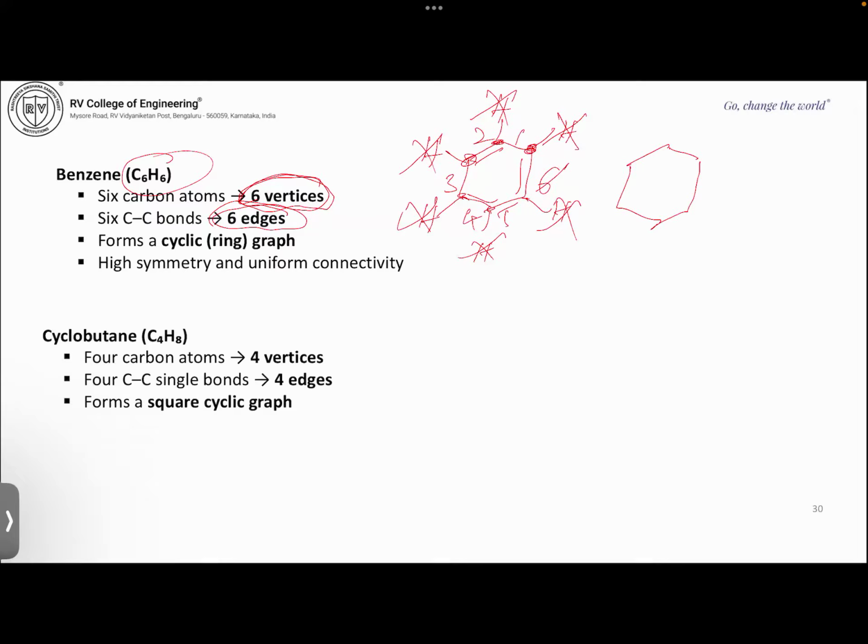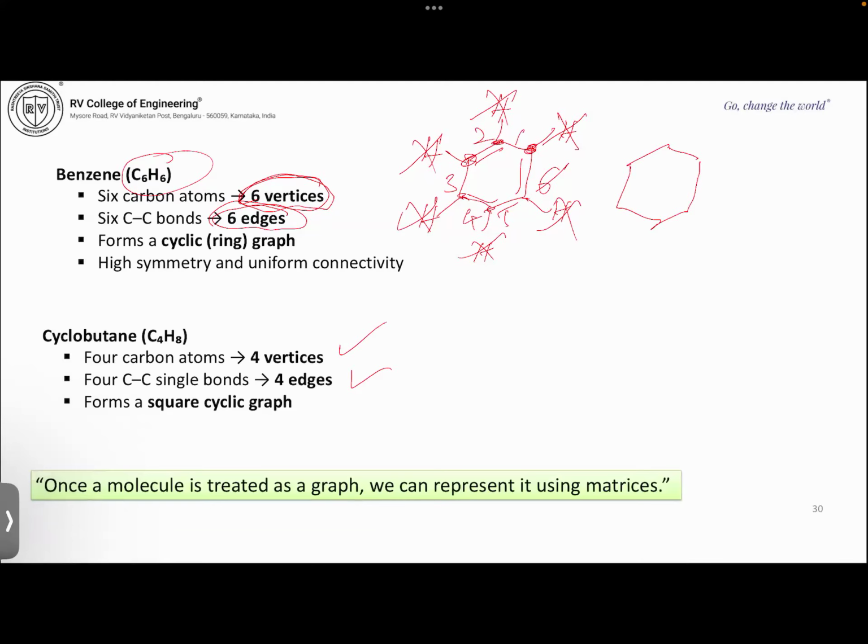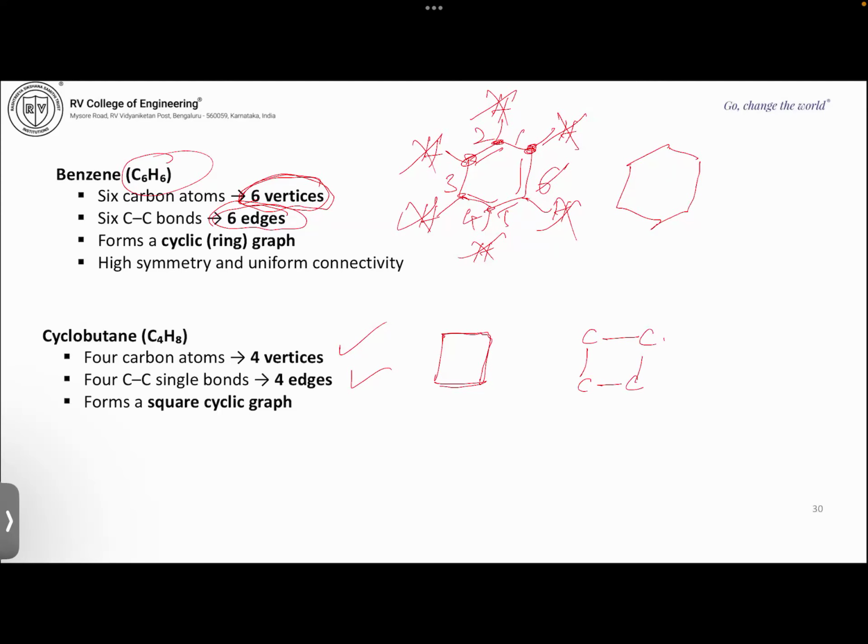Similarly, cyclobutane has 4 vertices and 4 CC single bonds, so it has 4 edges. It forms a square graph. Actually, in the structure, we write it like this. This is the molecular structure of cyclobutane, and this is represented in the form of a graph. This is the graph of cyclobutane. So we have simplified the structure.